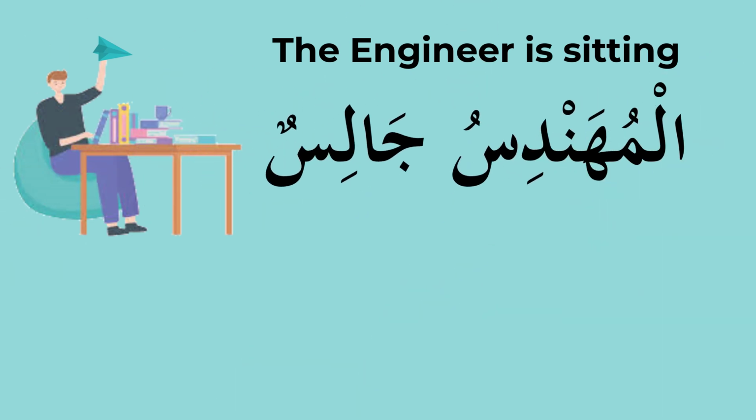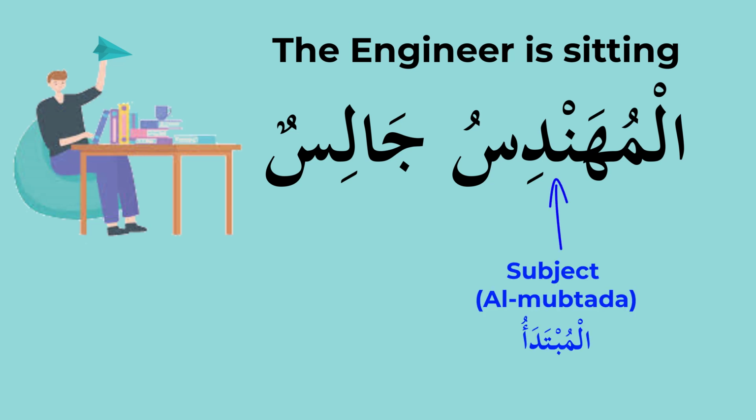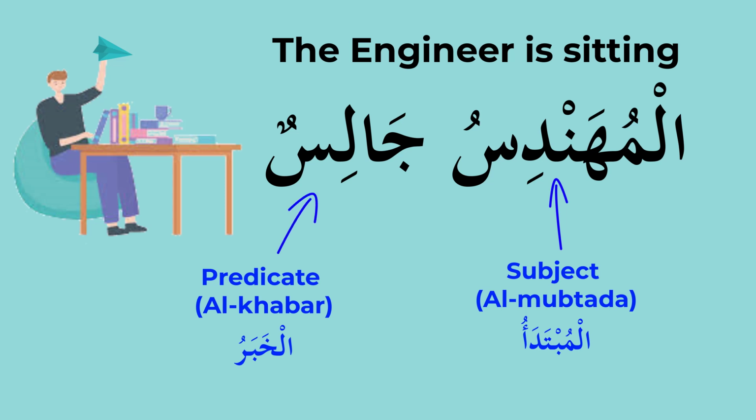Al-muhandisu. What is the meaning of muhandisu? Engineer. Al-muhandisu jalisun. It is sitting. Where is the mubtada? Al-muhandisu is the mubtada, jalisun is the khabar. Okay.